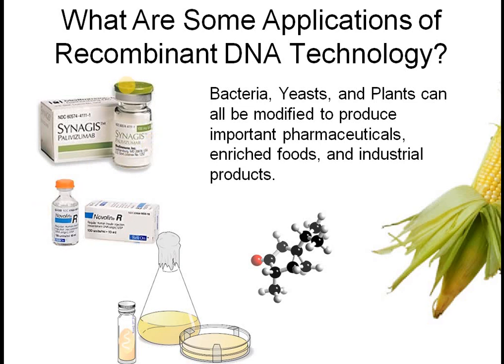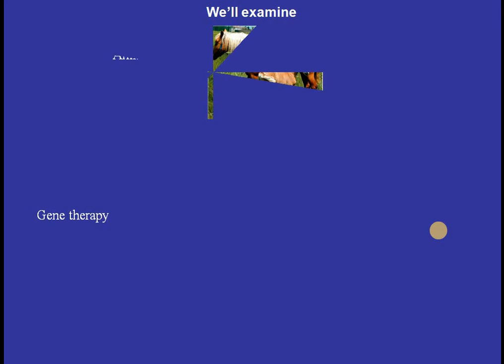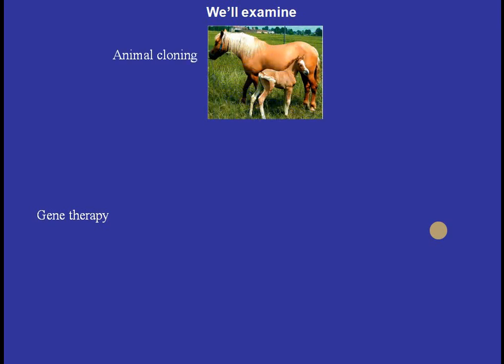Then second, here you can see Novolin. It is an insulin produced using recombinant DNA technology. This is nothing but the genetic library. So you can see this corn is a genetically modified corn. So these are a few applications. We will see what more applications there are.